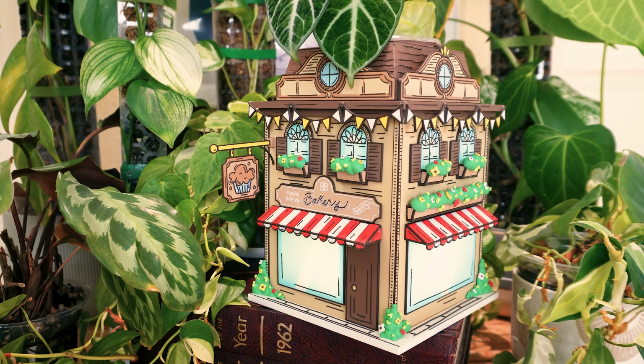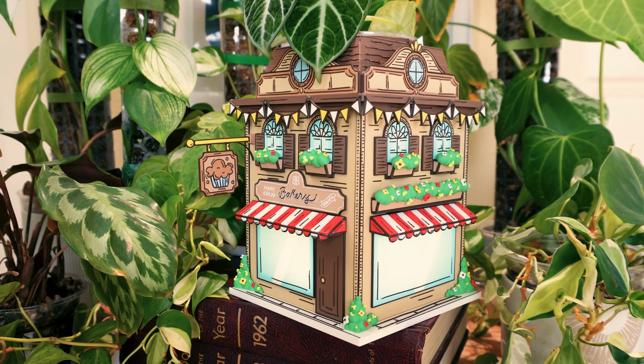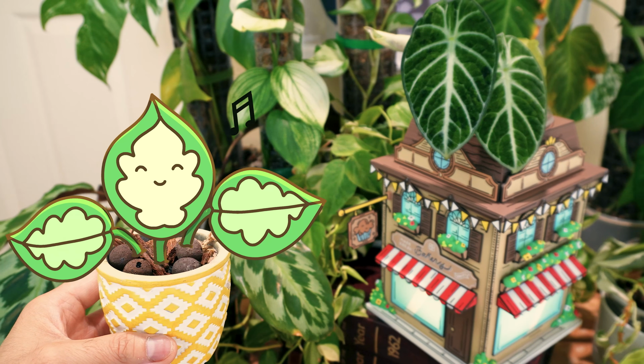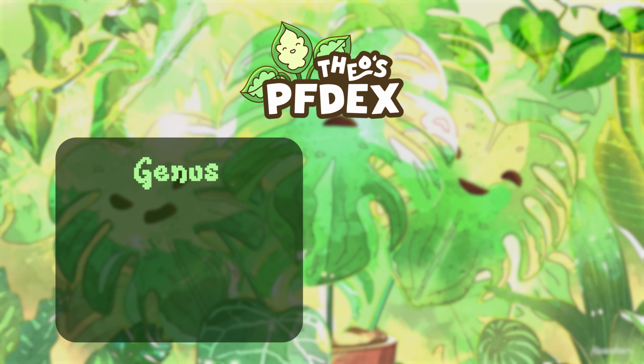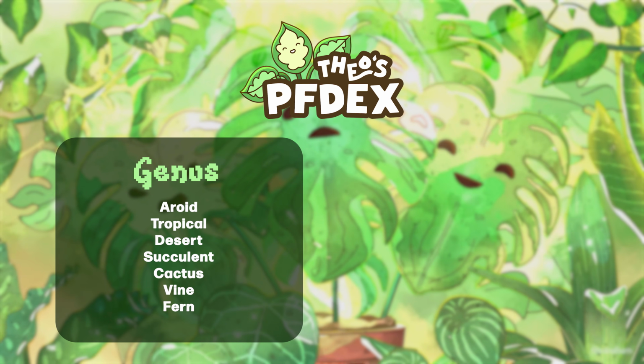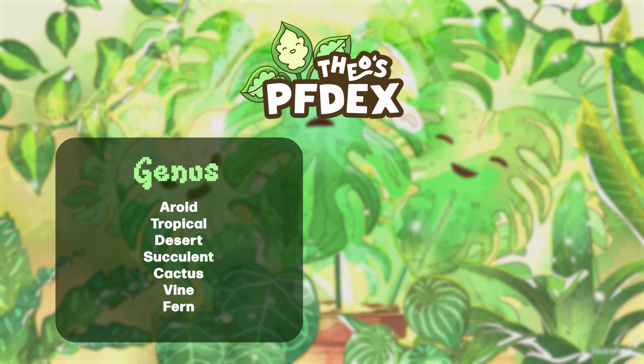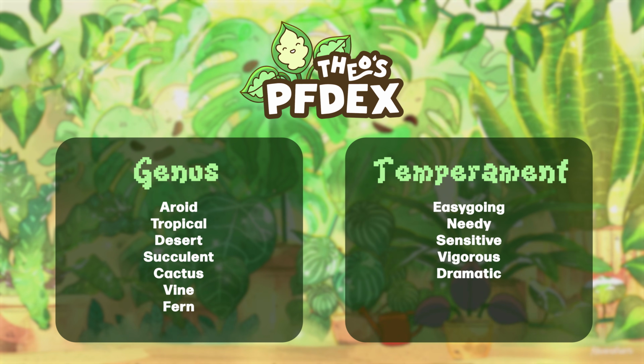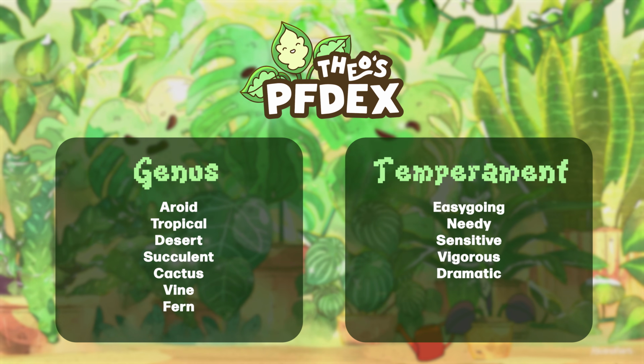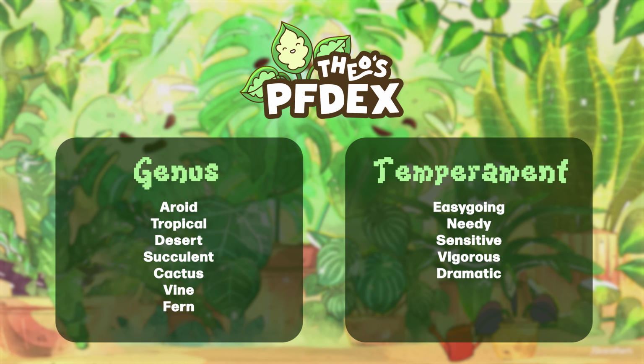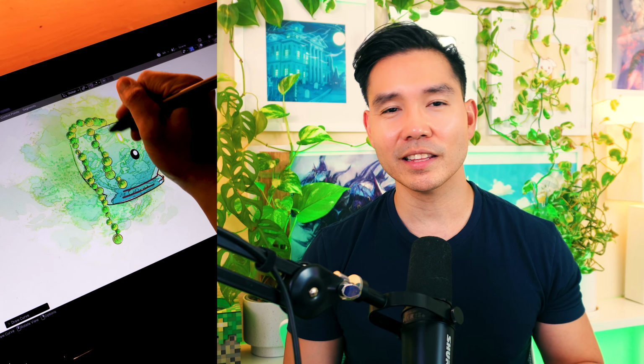I really do love plants and have quite a few of them at this point, so I'm categorizing everything by genus and temperament. So genus covers aroid, tropical, desert, succulent, cactus, vine, and fern. And for temperament, easygoing, needy, sensitive, vigorous, and dramatic. I tried to capture the full range of personalities that plant parents deal with. This is going to be a living guide that I keep adding to over time, so there's a lot more coming. I love creating the illustrations and the whole production of it, and I'm genuinely excited to keep building.